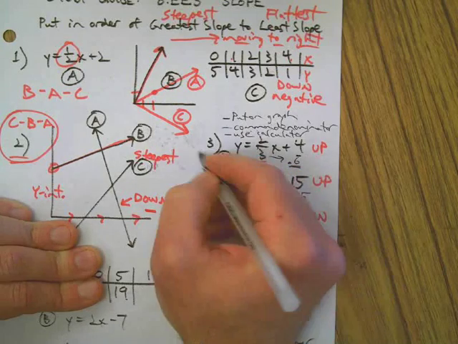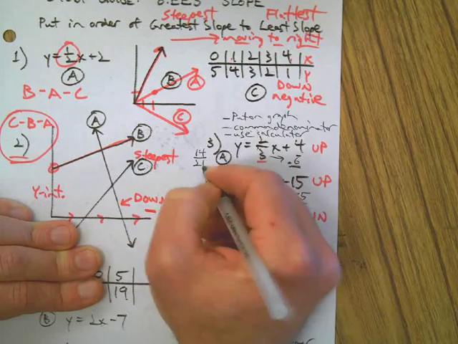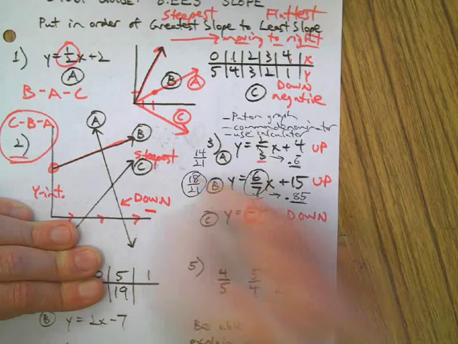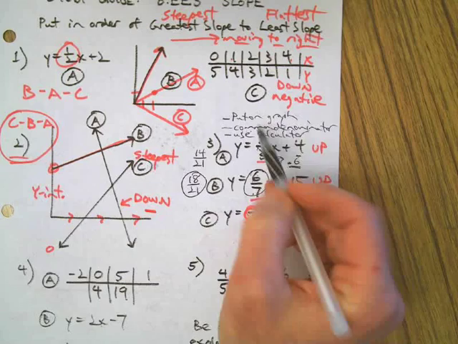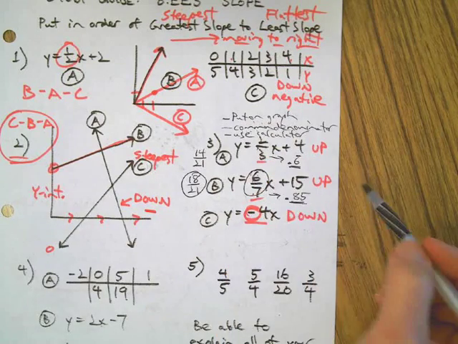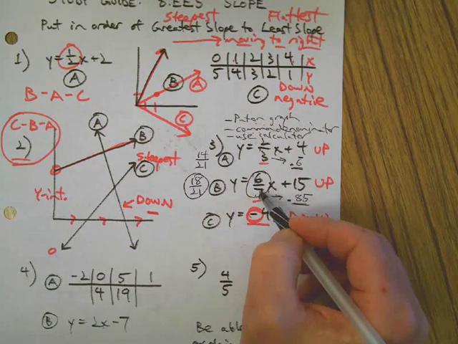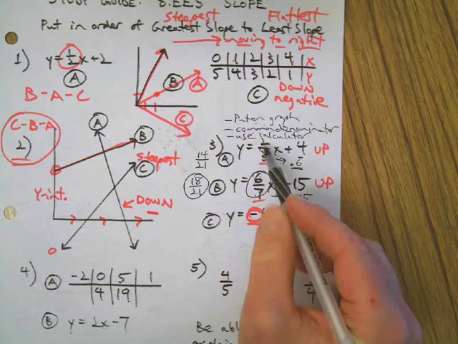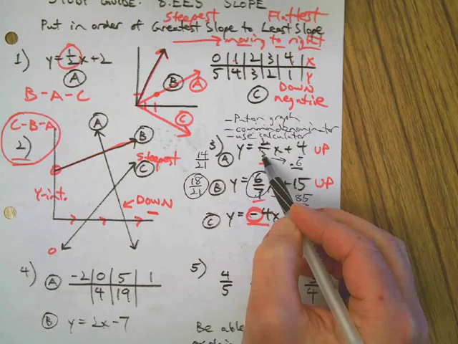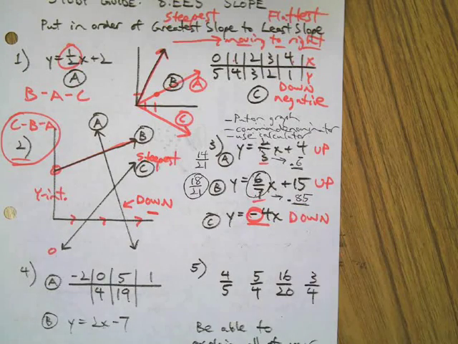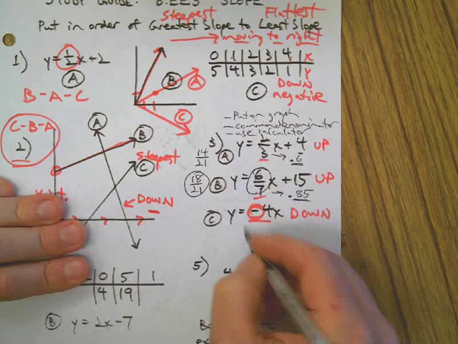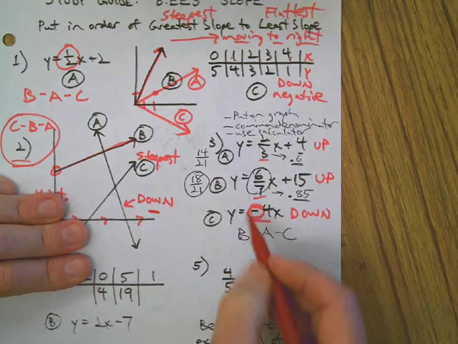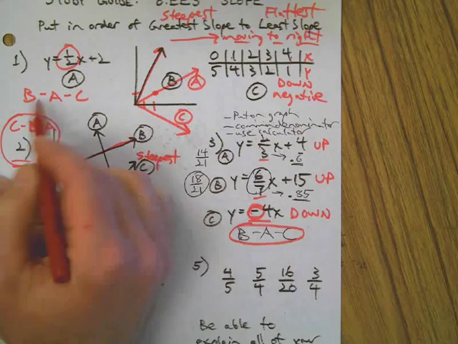2/3 is the same as 14 over 21. 6/7 is the same as 18 over 21. That's larger. If you put them on a graph, you would also see that if you went up 6 and over 7 from the origin, it's going to make a steeper line than if you went up 2 and over 3 from the origin. So, the correct answers here in order are B, A, C, just like they were up here in number 1.